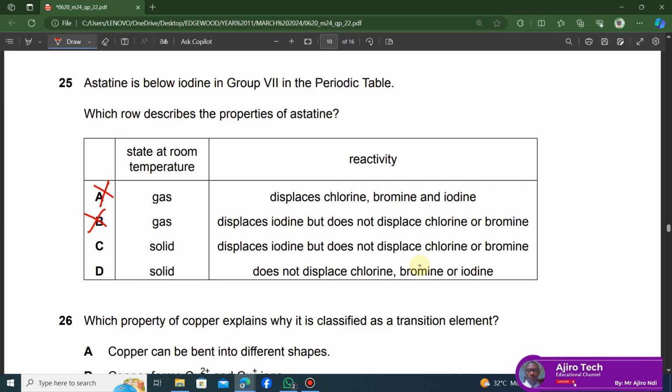Since it's below, if you check your periodic table, astatine is the least in the series of the arrangement of the halogens. It's the one at the bottom. And because it's at the bottom, it cannot displace any other halogen. Reactivity decreases as we go down the group. So option D is the answer to this.